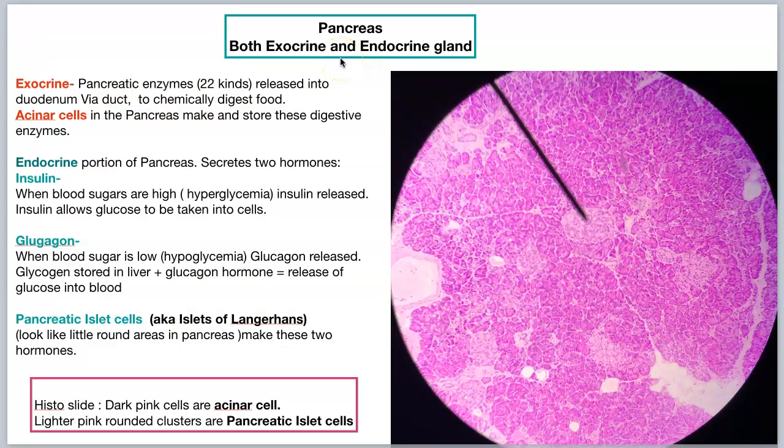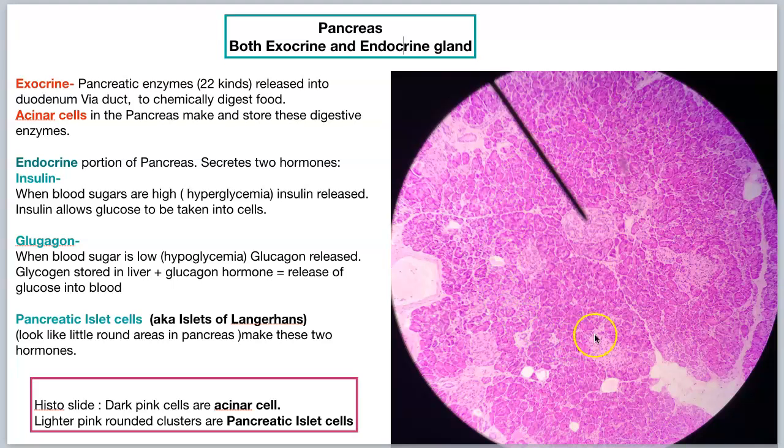Now we're on to our last organ, the pancreas. The pancreas is both an exocrine and an endocrine gland. The exocrine part is what we've been talking about in the digestive system. The pancreas secretes pancreatic enzymes, there are like 22 kinds. They're released into the duodenum via a duct. Those pancreatic enzymes are what we need to chemically digest our food. Without those enzymes, we cannot break down our food into absorbable units. And the cells of the pancreas that make all these digestive enzymes are the acinar cells.